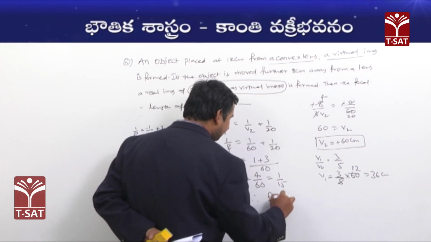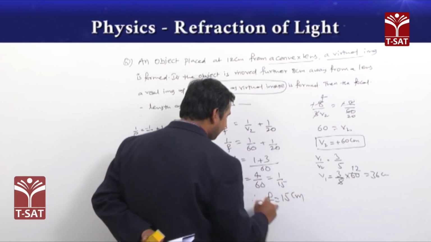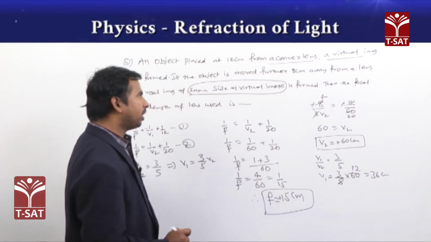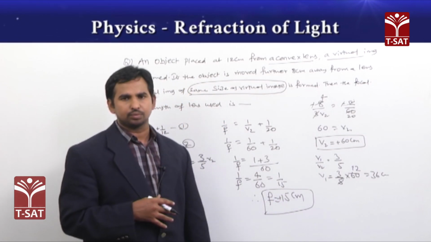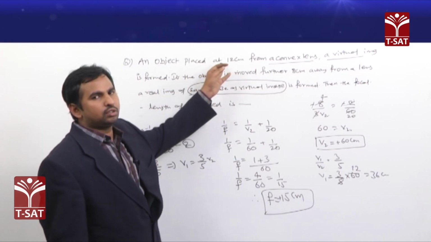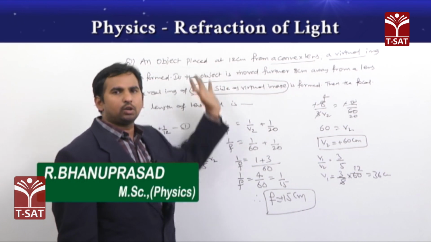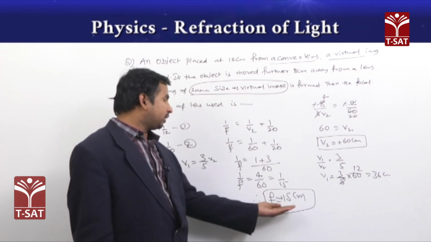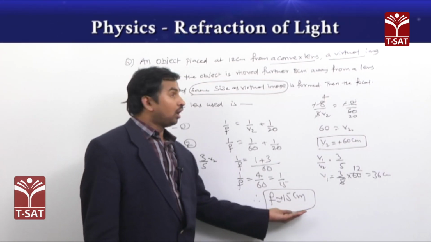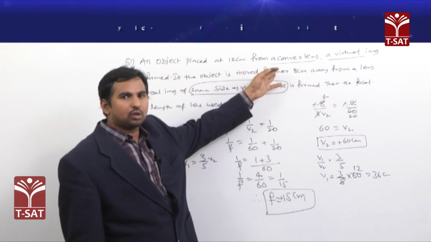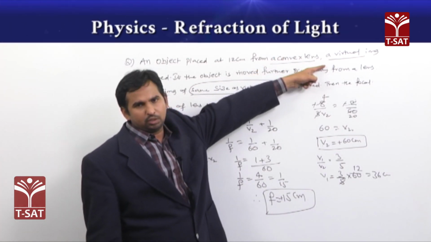Therefore, the focal length here is 15 centimeters, and we are getting plus because we are using a convex lens. The case with the object distance of 12 centimeters is when the object is in between F and O, because the focal length is 15 centimeters and the object distance here is 12 centimeters. For this convex lens, we are getting a virtual image.